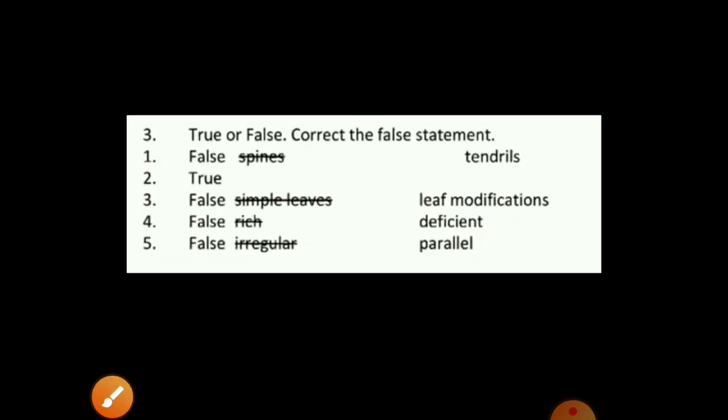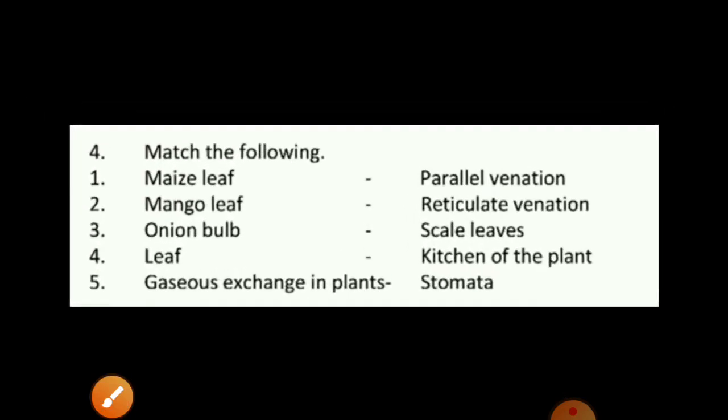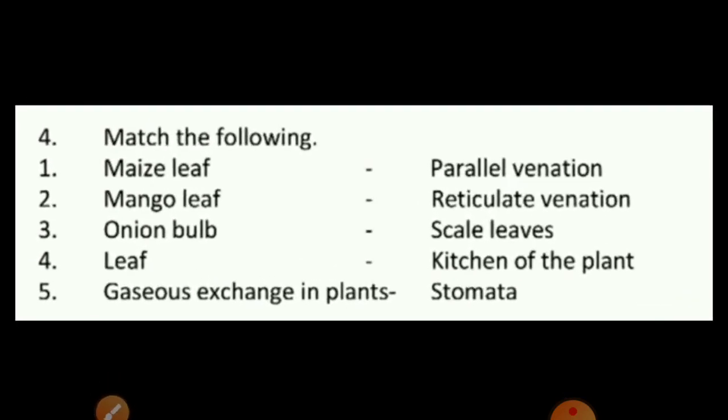Okay, now come on. Next, fourth question, match the following. You can see maize leaf, parallel venation; mango leaf, reticulate venation; onion bulb, scale leaves; leaf, kitchen of the plant; gas exchange in the plant, stomata. Students, please don't match it with lines. You have to write the numbers or answer in front of the question.